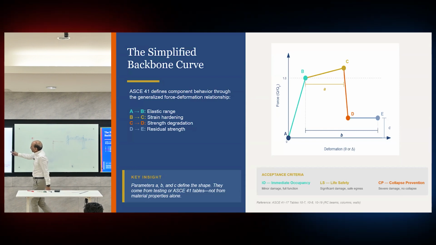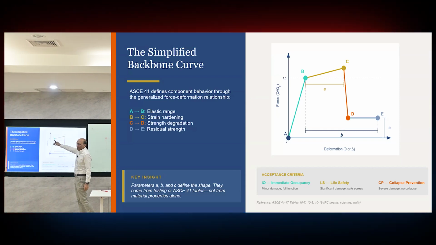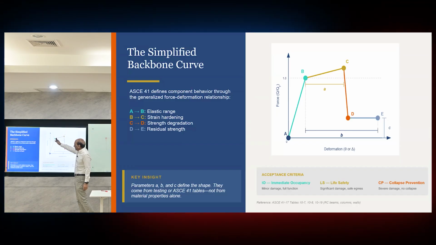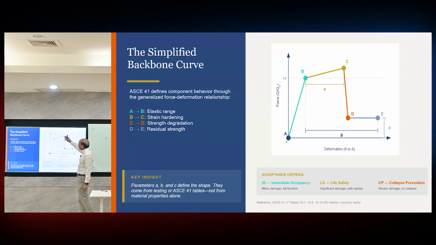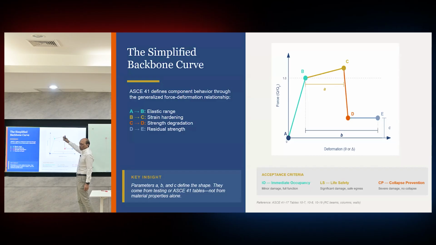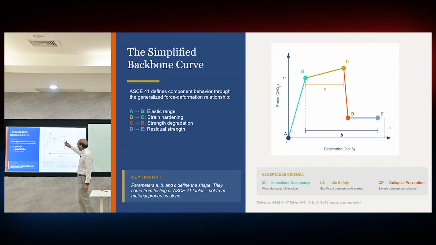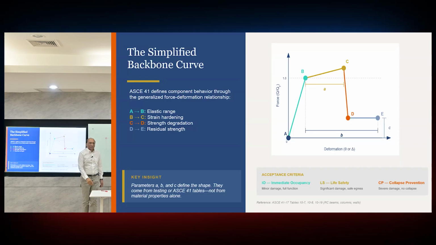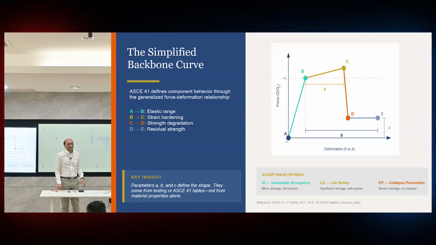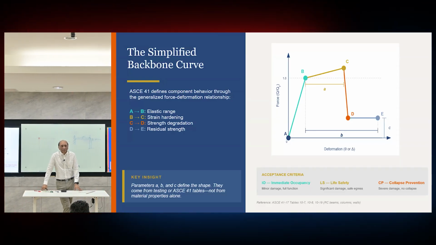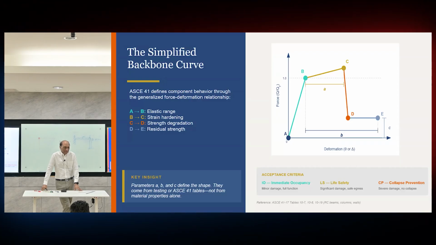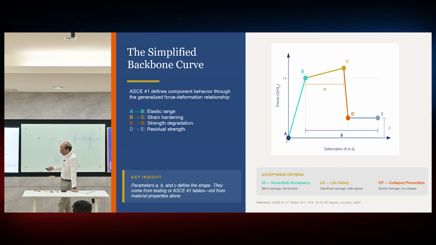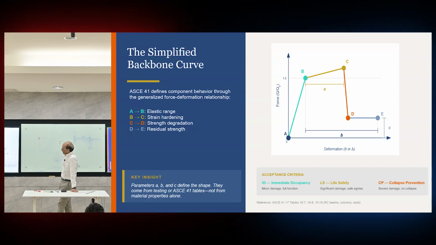Normally we try to keep the structures before this point. We try to keep the structure here for service level. We try to keep the structures here for code-based design, and then collapse prevention up to here. And this one is that it is already collapsed, but still it has a residual stress. Depending upon the level of earthquake and so on, we can choose from this severity.